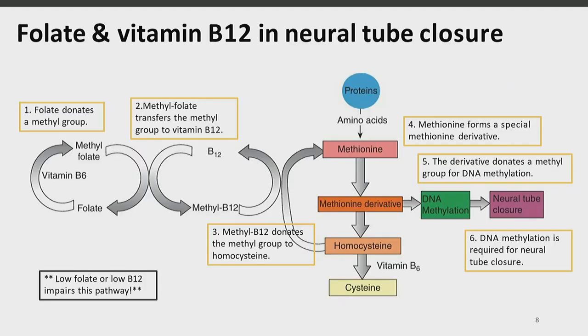Okay. So we've already talked about this. Just wanted to provide more detail for your revision when you're looking at this. And in this graph, what is different from what we saw earlier is it shows the methionine being converted into a methionine derivative, and through DNA methylation plays a role in neural tube defect.